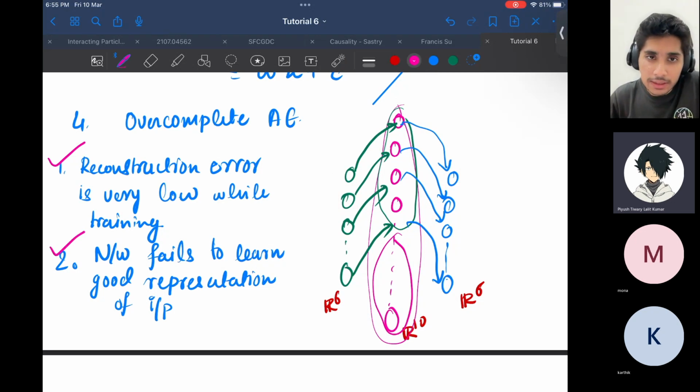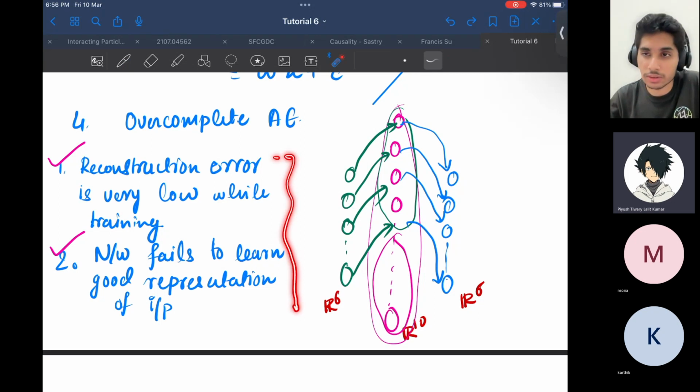The third option is the opposite of the second option: the network learns a good representation of the input, which is an incorrect option. And the fourth option says that the reconstruction error is very high while training. This is again the opposite of the first. So the next two options are saying the opposite of these two things, which are obvious. If these are correct, then the other two are false.